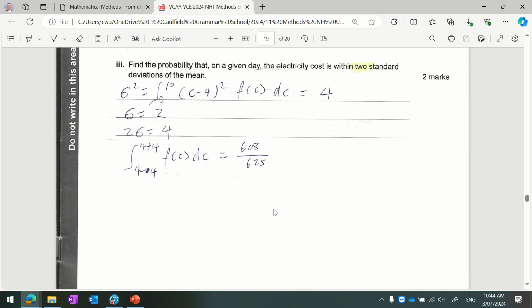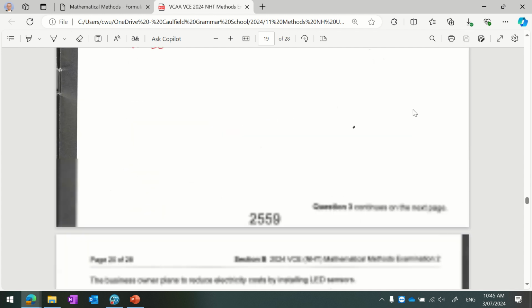Yeah, let me actually write down what I did here. This may seem confusing because all the numbers are the same. It's 4 and 4 everywhere. So this terminal is the mean minus 2 standard deviations. And this number here is the mean plus 2 standard deviations. And that's what I did here. That's what the question means by within 2 standard deviations of the mean. All right, moving on.